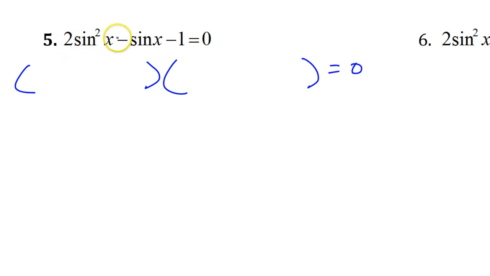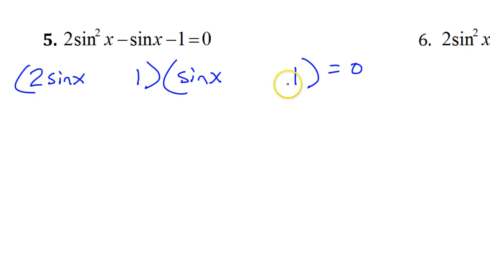Okay, 2 sine squared x. That can only factor one way: 2 sine x times sine x. All right, if I multiply those 2 together, I would get 2 sine squared x. 1, I'm ignoring the negative sign for now. 1 can only factor as 1 times 1. So this should be pretty easy.